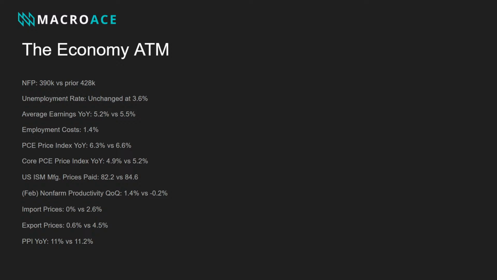Non-farm productivity quarter-on-quarter was at 1.4% versus -0.2%. Import prices also declined the last month that we had data at to 0% from 2.6. Export prices also saw a decline to 0.6% from a prior of 4.5. And PPI prices, or producer price index, also declined to 11% versus 11.2%. So these are all the key readings when you're measuring inflation overall within the USA, or within any other economy. You want to look at all these indexes, basically, right? This is perfect. This is giving you an overall picture.